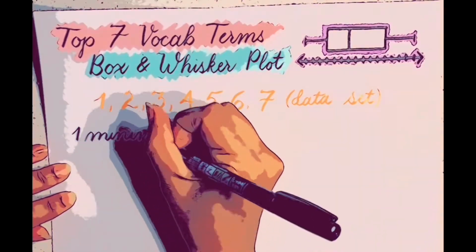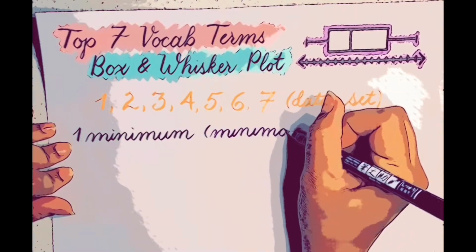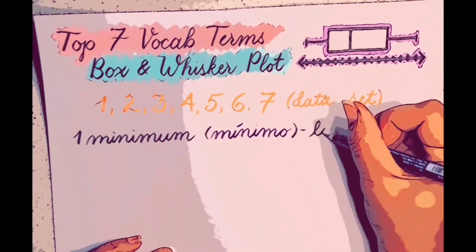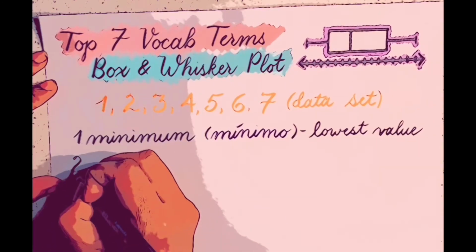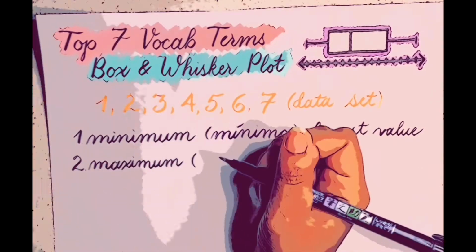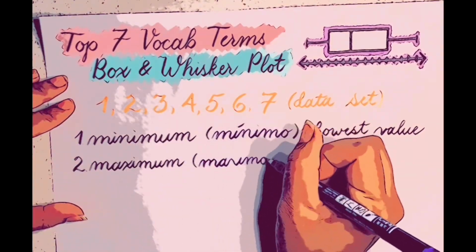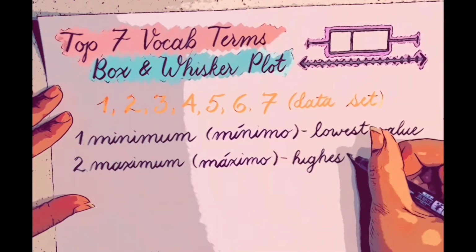So our first term is the minimum, el mínimo, which is the lowest value, or el valor menor. So in the data set above, that would be 1. Our next term is the maximum, el máximo, which is the highest value, or el valor mayor. So in this data set, our maximum is 7.